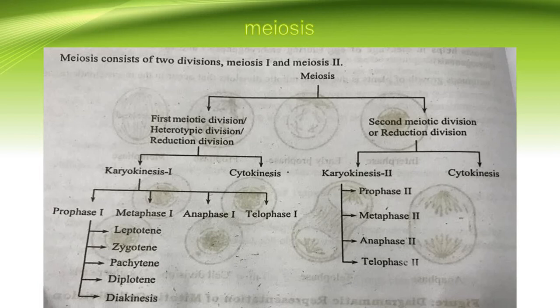Meiosis process, it is also very useful for production of gametes which will help in reproduction. Meiosis, you can see here, we have meiosis 1 and meiosis 2. In meiosis, 4 daughter cells will be produced. That's why it will be divided into meiosis 1 and meiosis 2.